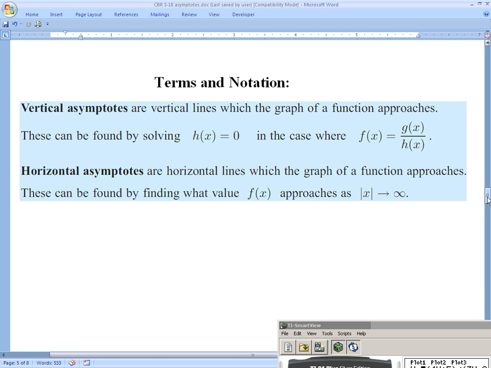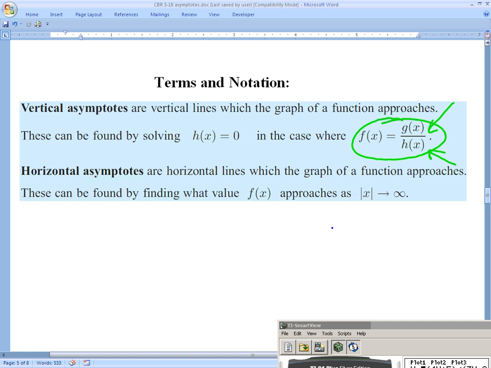The functions we're going to be looking at today are going to be in the form of f of x equals g of x over h of x. So basically two functions being divided, which we're referring to here as g of x and h of x. And those together form a new function, f of x. Sort of like what you might use the quotient rule for. Again, two things being divided.